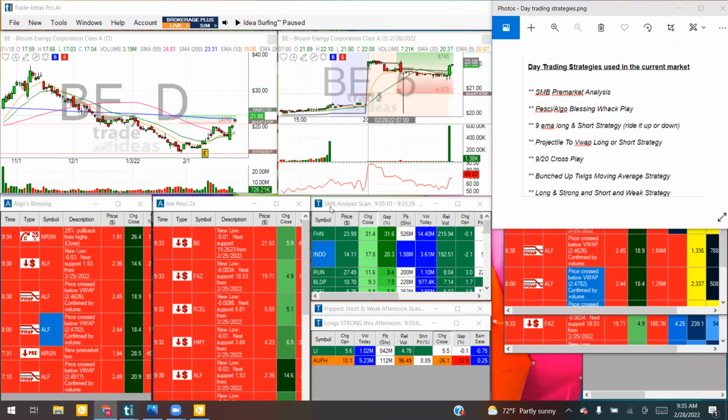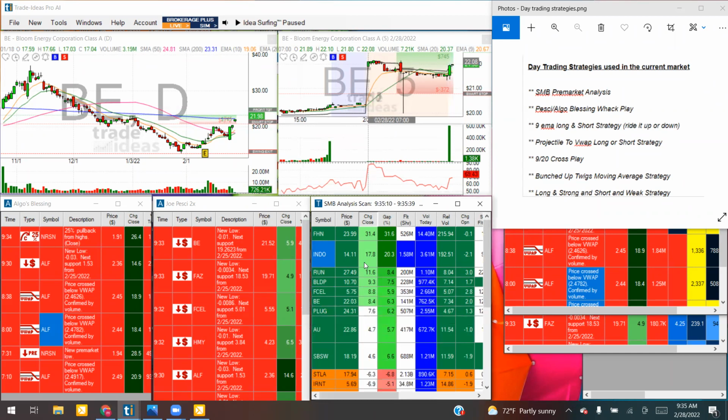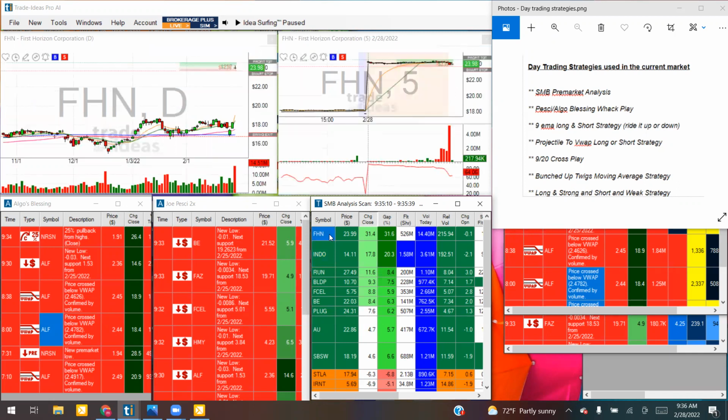Let's take a look if we would have played any SMB scan alerts from today. This is a current SMB analysis scan. Now, I only set price alerts pre-market. Doesn't mean I only trade in pre-market, meaning once the market opens, I actually shut this scan down. Because again, I'm looking for consolidation pre-market.